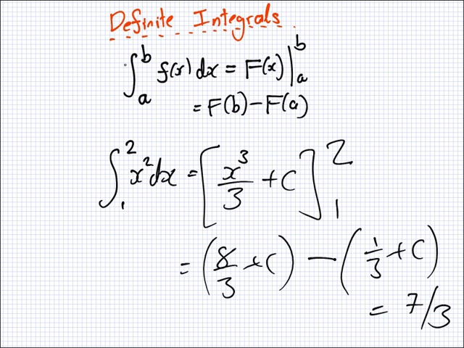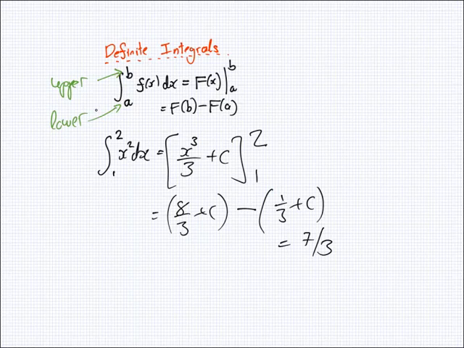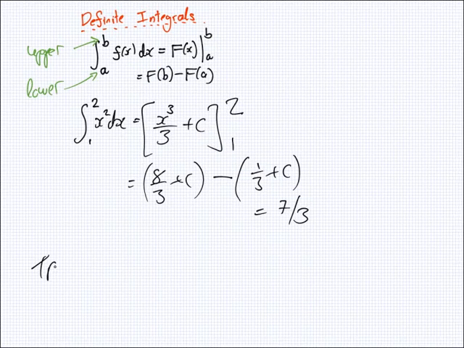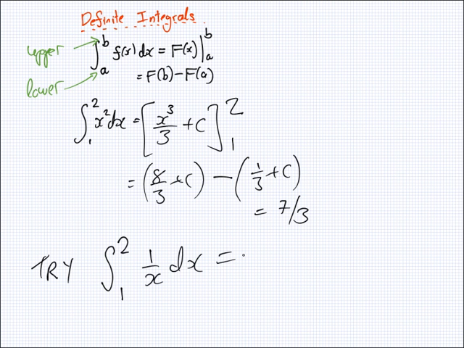And I should have said, we mentioned it a few times, they're called limits. To be more precise, this is called the upper limit, and this one is called the lower limit. Okay? Let me give you a simple enough one to try, so you get the idea. Let's keep it the same again, 1 to 2, 1 over x dx. Calculate that.